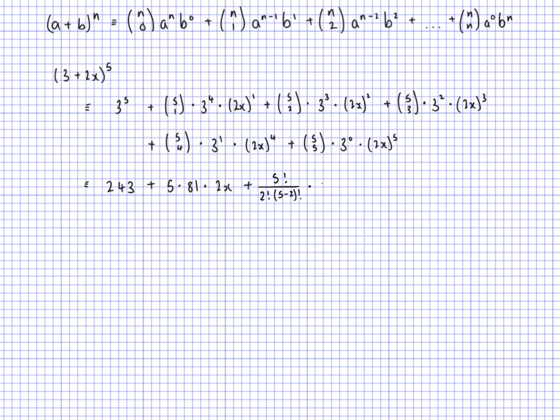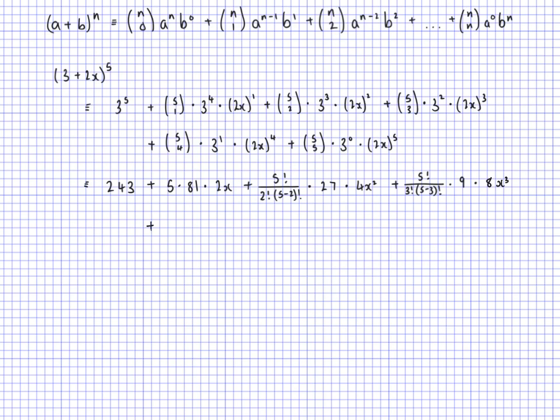3 cubed is 27, so 27 here. And 2x squared is 2x times 2x, which is 4x squared, times 4x squared, plus, okay, 5 choose 3 now. I'm going to write it out like this. So I'm going to have 5 factorial over 3 factorial times 5 take away 3 factorial times 3 squared is 9 times 2x cubed is 8x cubed.